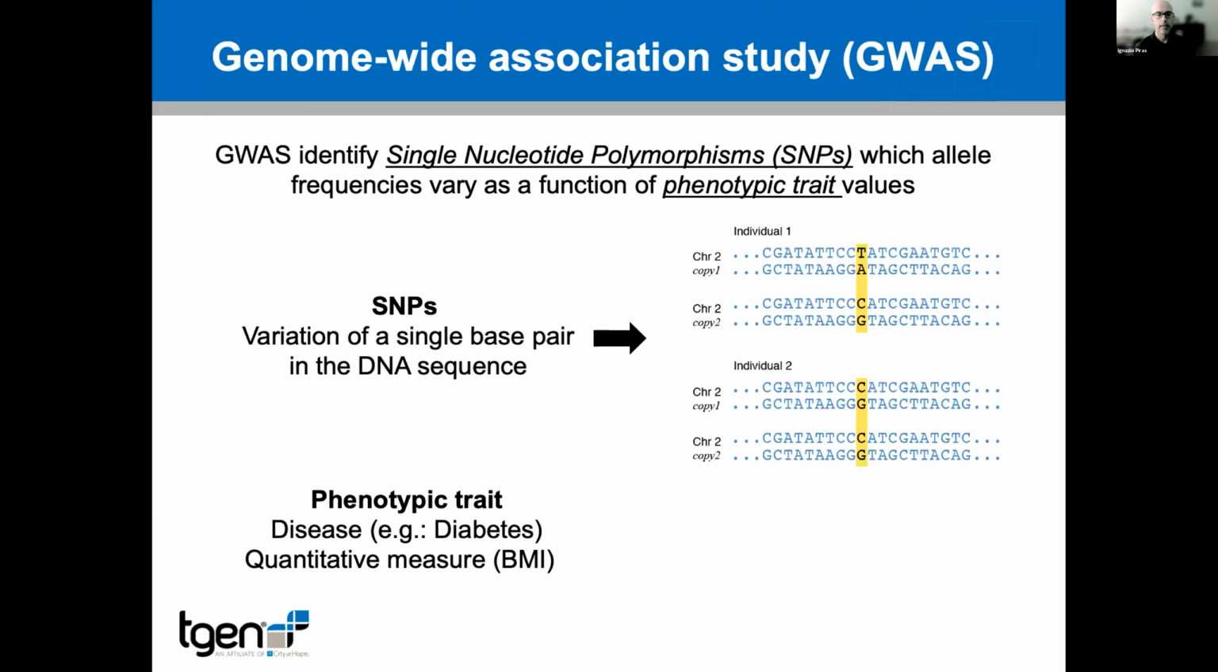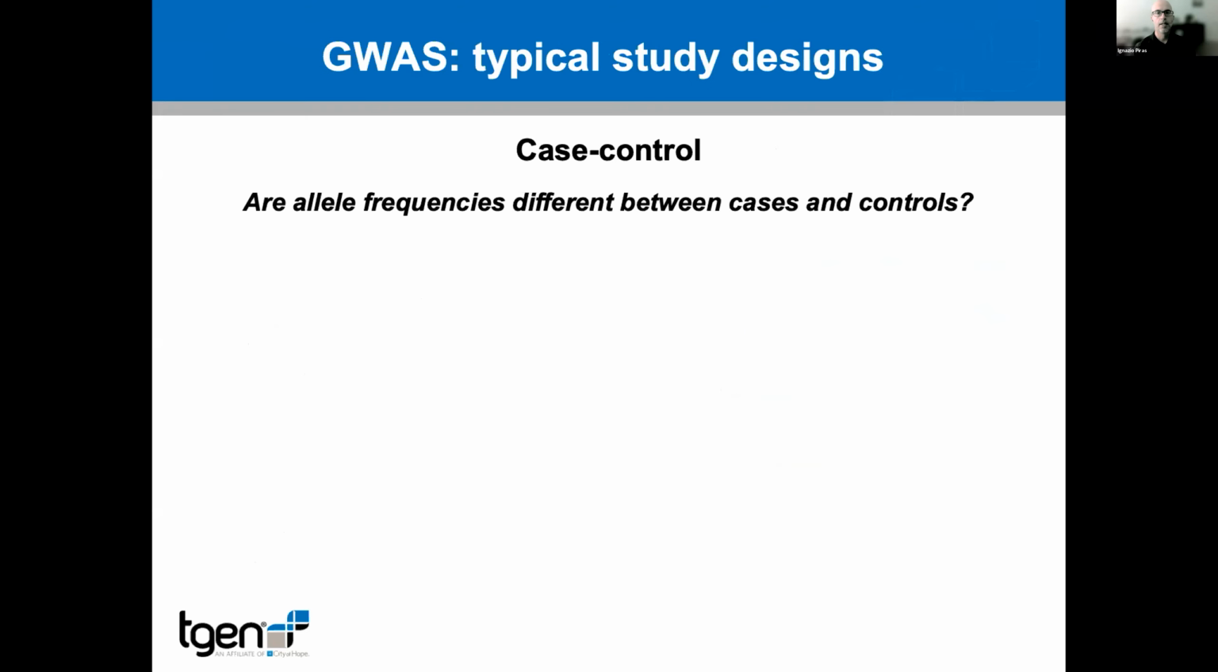And we also need a phenotypic trait. It can be a disease, for example diabetes, or a quantitative variable such as the body mass index. Let's see the two typical study designs. We have the case-control study design, and the question we need to answer is whether the allele frequencies are different between cases and controls.